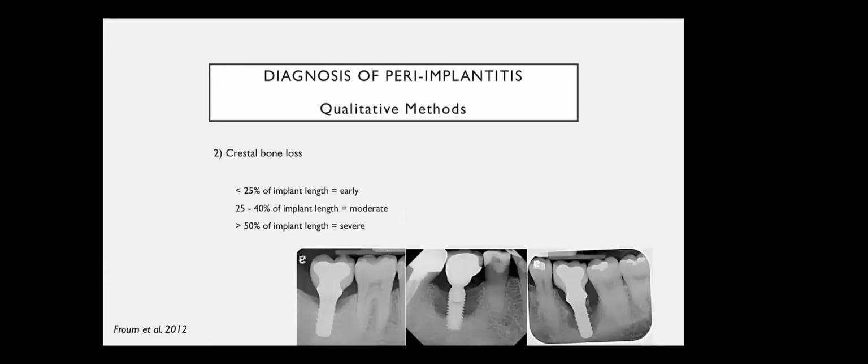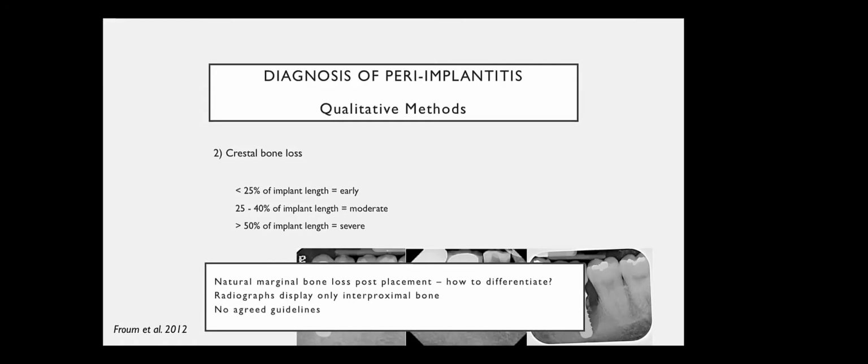Then we look at crestal bone loss. So this is the idea of taking periapicals, looking at bone loss radiographically, and then measuring that bone loss and comparing it to previous x-rays to see whether or not there's any bone loss. Now you can see here that I like this kind of method where you actually measure the implant length and then you divide the amount of bone loss by the length to create a percentage. But the problem is that there are no agreed guidelines. We have no idea who has the correct guideline, what is early, moderate, or severe bone loss.